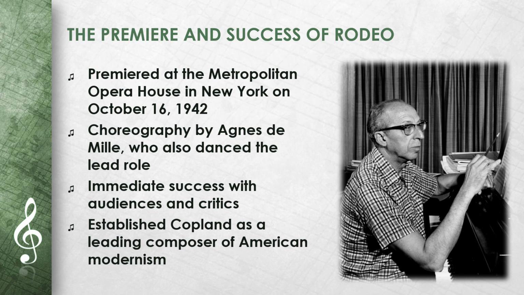Rodeo premiered at the Metropolitan Opera House in New York on October 16, 1942. The choreography was by Agnes de Mille, who also danced the leading role of cowgirl. The ballet was an immediate success with audiences and critics alike and definitively established Copland as a leading composer of American modernism. Rodeo was performed by numerous companies around the world in the following years and has lost none of its freshness and appeal to this day.